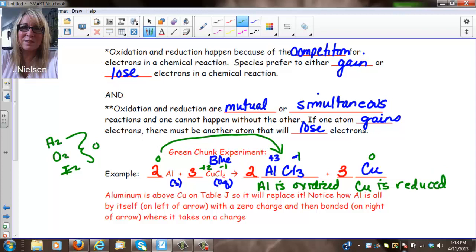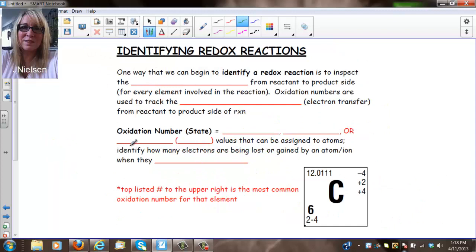We'll go over that again. One way that we can begin to identify a redox reaction is to inspect the oxidation numbers, as I was just saying, from the reactant side to the product side for every element that is involved in the reaction. Oxidation numbers are used to track the movement of electrons from the reactant side to the product side.